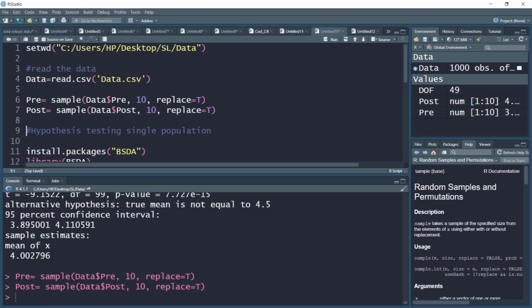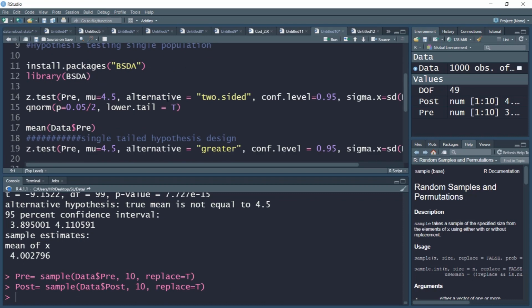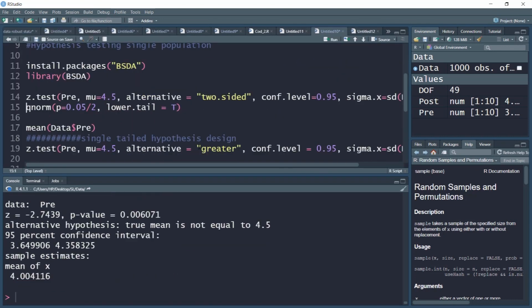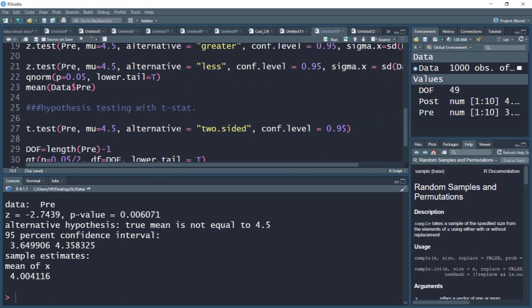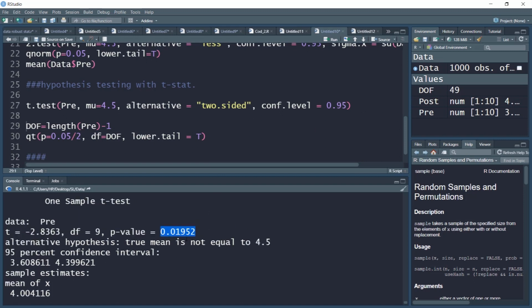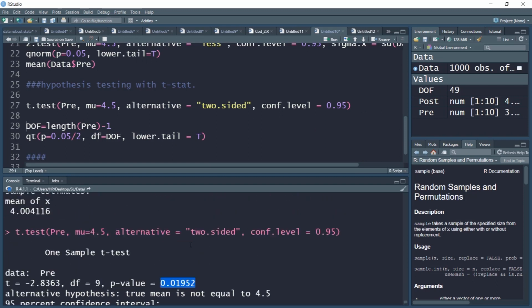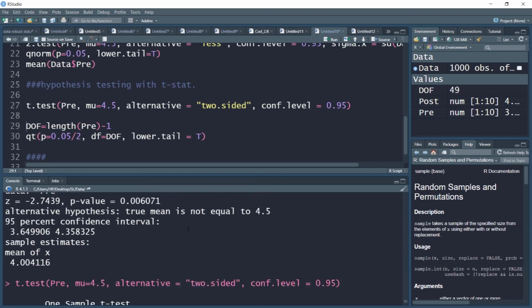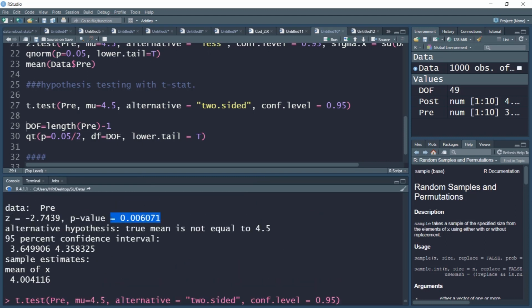We'll extract that sample from our original data again. Let us first consider the two-tailed test with z-test statistic. It is 0.006. Now again, we'll perform the same test with t-test statistic, and the value is much larger. Notice the p-value, it is much larger. It is 0.0195 as compared to a p-value of 0.006 with z statistic.